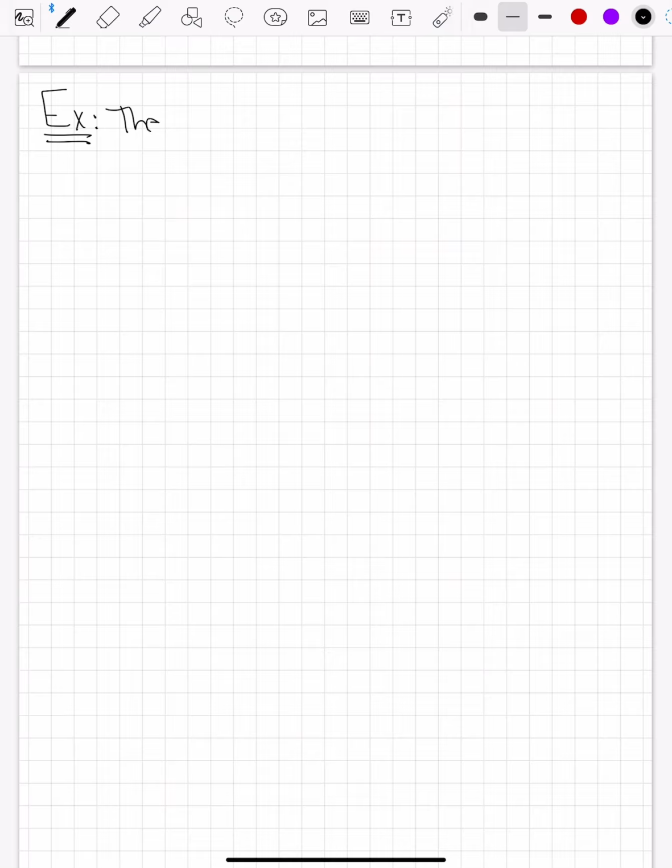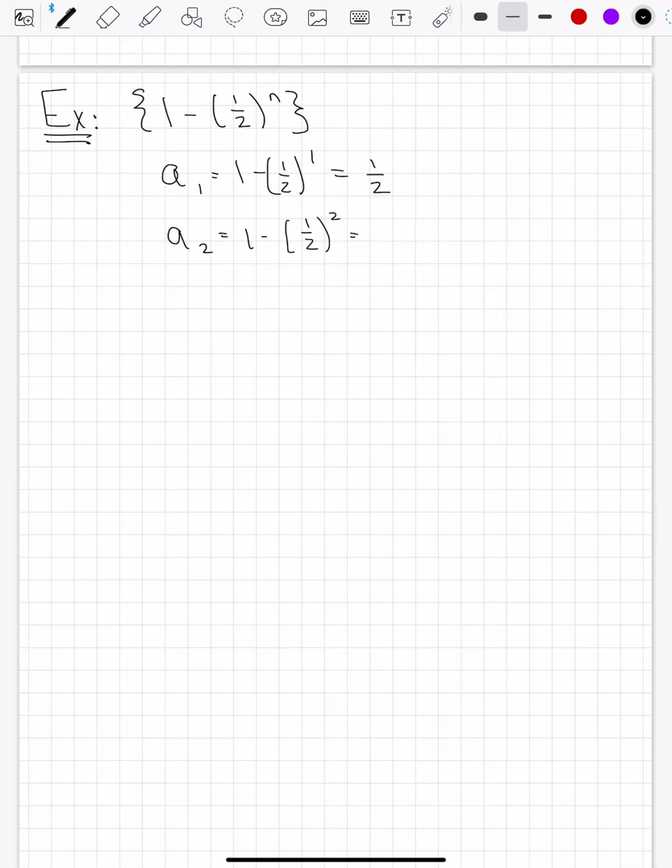The terms, let's say we were given the sequence 1 minus 1/2 to the n. So A1 is going to be 1 minus 1/2 to the 1, which is just 1 minus 1/2, which is just 1/2. And then A2 is going to be 1 minus 1/2 squared, which 1/2 squared is 1/4, so then we're left with 3/4.